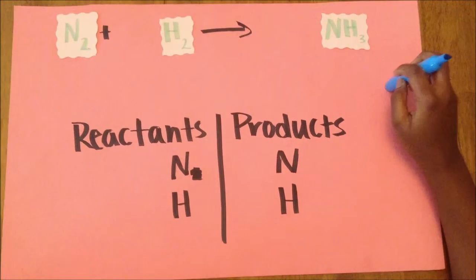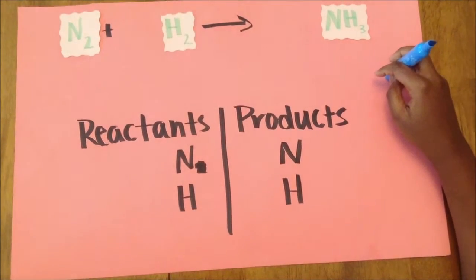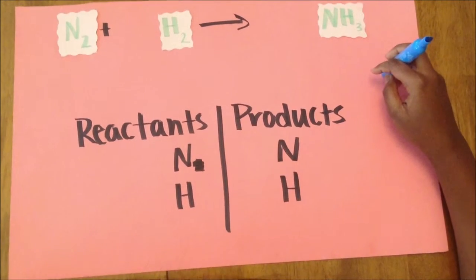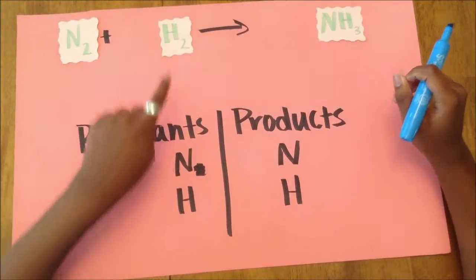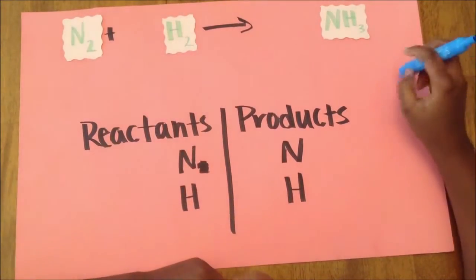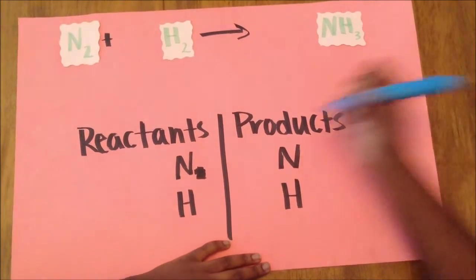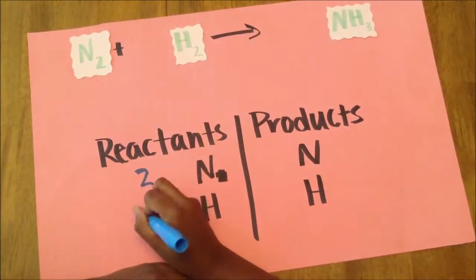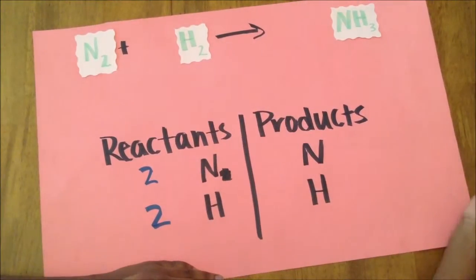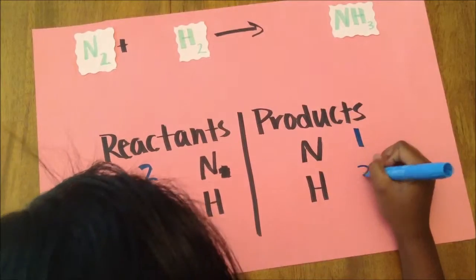Okay. And our last chemical equation will be combination. And so that equation is N2 plus H2 yields NH3. So on our reactant side, we have 2 Ns and 2 Hs. On our product side, we have 1 N and 3 Hs.